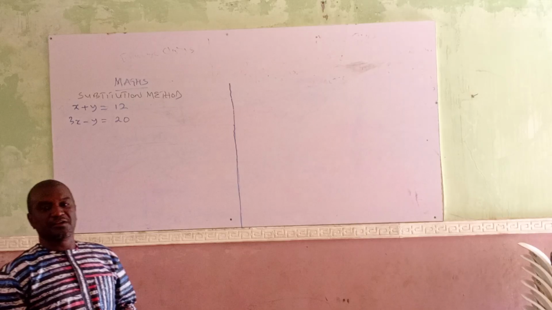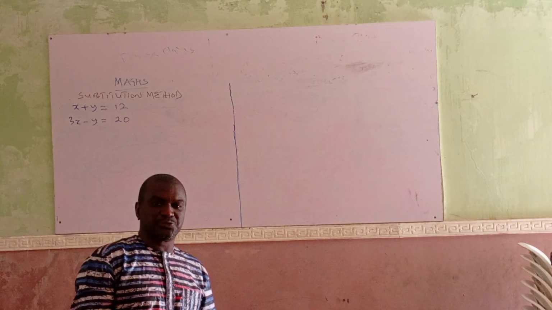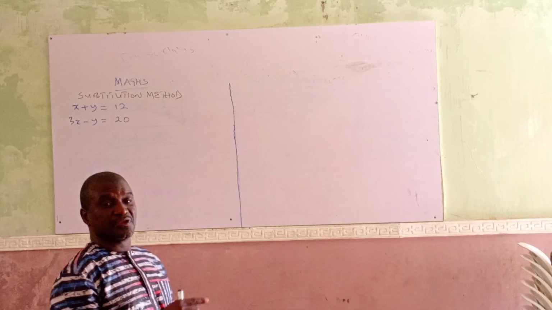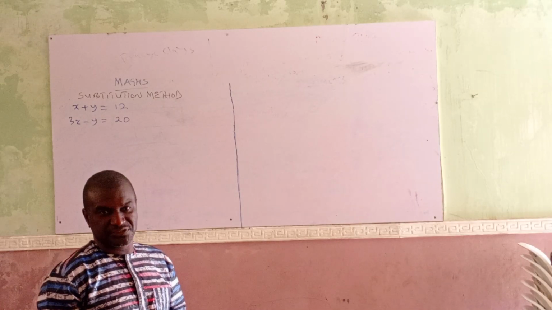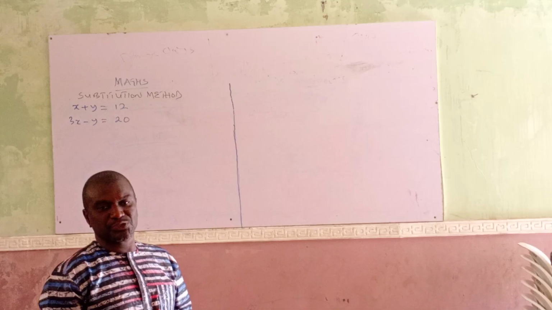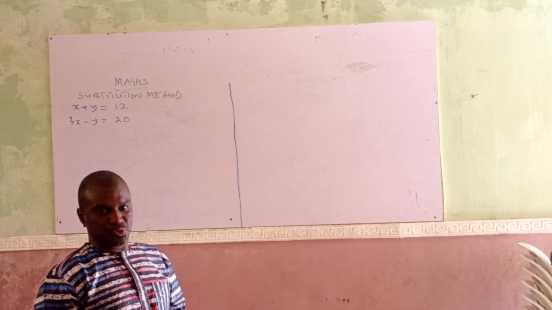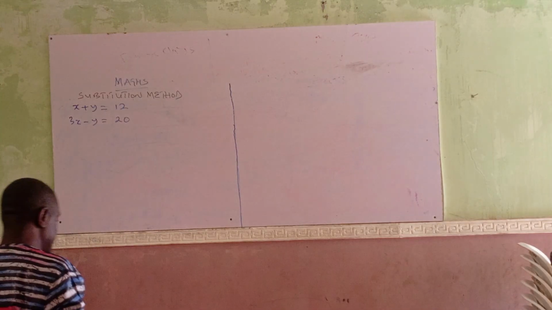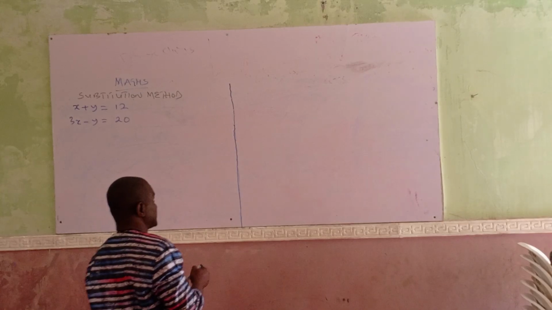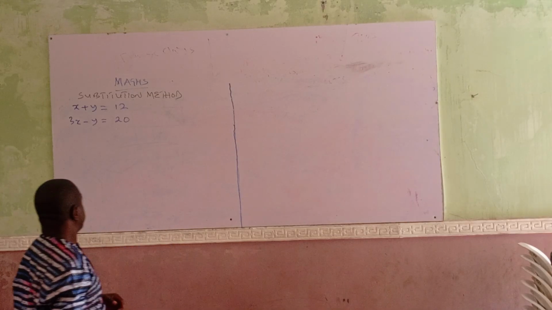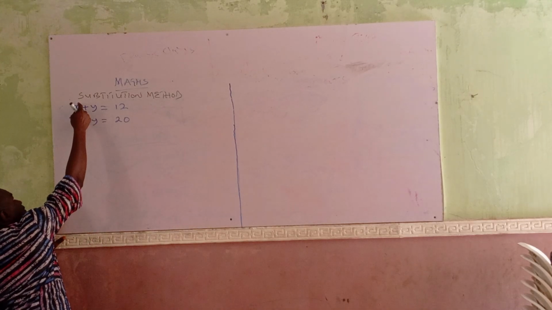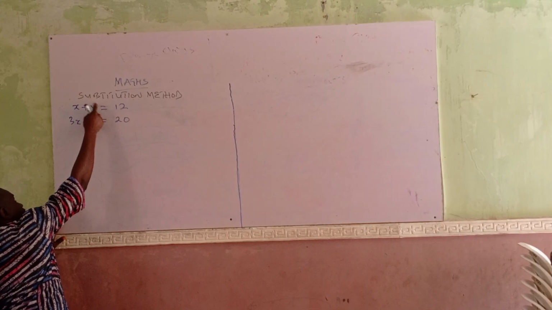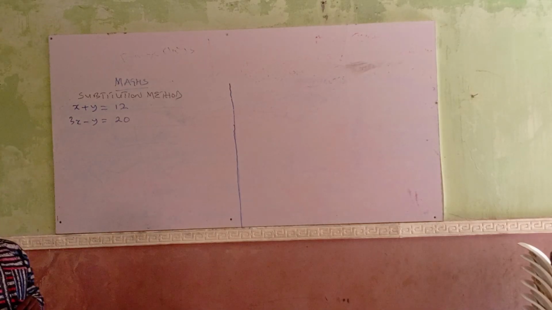And we said for simultaneous equations or systems of equations, when you have two unknowns, you're supposed to have two equations. If you have three unknowns, you're supposed to have three equations. Is that okay? And in our last class, we said that if the simultaneous equation is linear, it means that the highest power of x and y must be 1 for it to be linear.